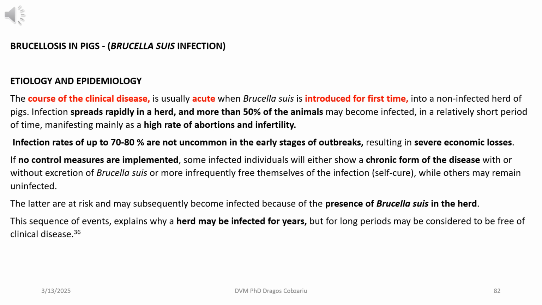economic losses. If no control measures are implemented, some infected individuals will either show a chronic form of the disease, with or without excretion of Brucella suis, or more infrequently free themselves of the infection, self-cure, while others may remain uninfected. The latter are at risk and may subsequently become infected because of the presence of Brucella suis in the herd. This sequence of events explains why a herd may be infected for years, but for long periods may be considered to be free of clinical disease.